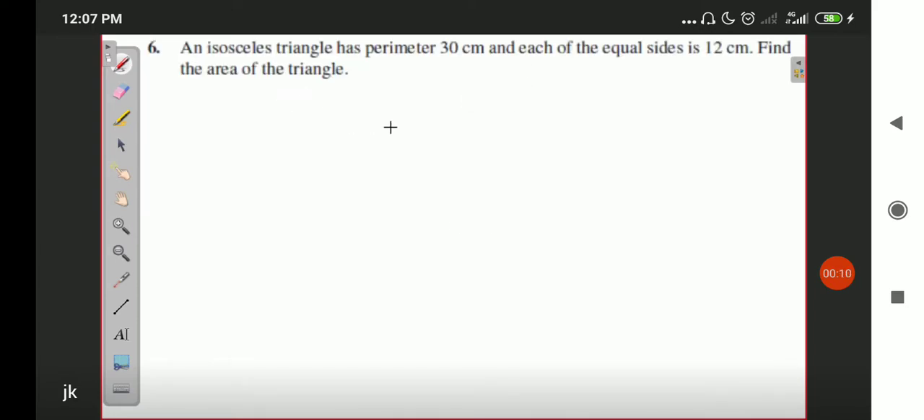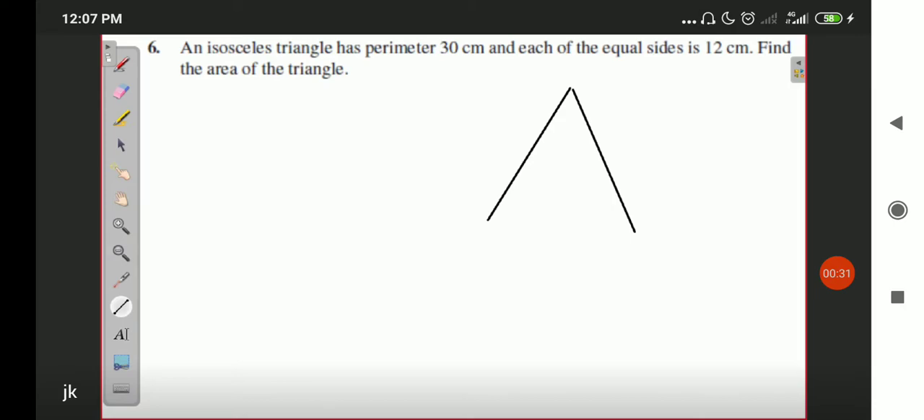First of all, it is question number 6. Question number 6: an isosceles triangle has perimeter 30 centimeter and each of its equal sides is 12 centimeter. First of all, let me draw the triangle for you. We have an isosceles triangle. An isosceles triangle is a triangle whose two sides are equal.